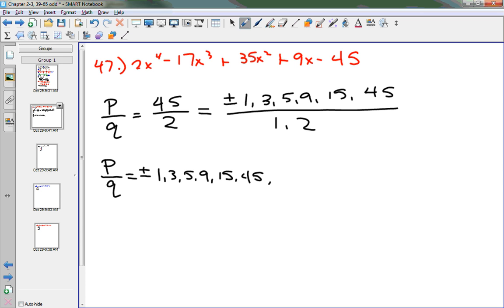Okay, now, I want to take every one of these and divide it by what? By 2. So 1/2, 3 halves, 5 halves, 9 halves, 15 halves, and 45 halves. Do you understand that? If any of those were reducible, let's say 16 divided by 2, should you reduce it? Yes. And what if they're duplicates? Should you write the duplicates down twice? No, you do not need to repeat them.